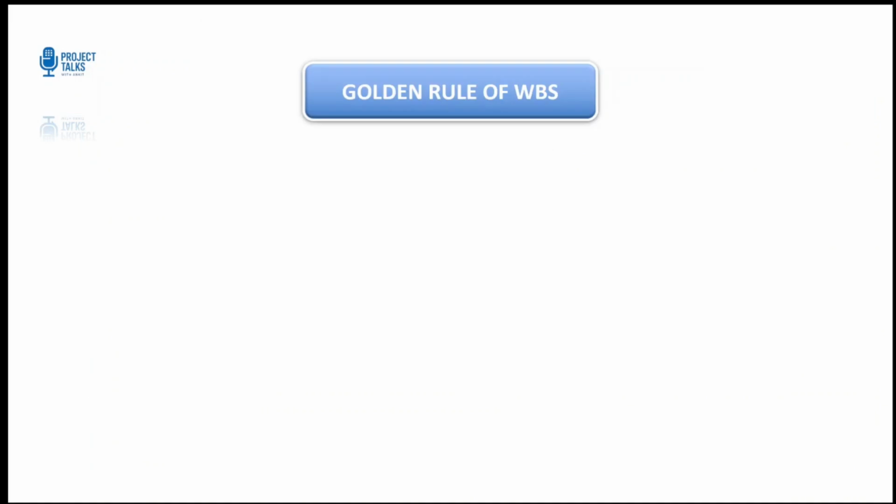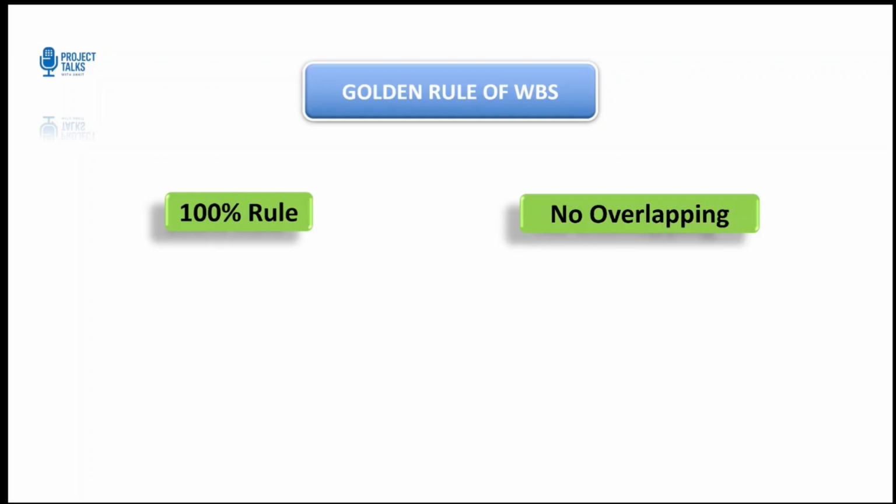All right. Now that you have seen how the WBS looks, let's talk about the golden rules that make it truly effective. Rule number one, the 100% rule. Every level of decomposition must represent 100% of the work in that level. Nothing less, nothing more. In simple terms, if it is not in WBS, it's not part of your project. The second is there should be no overlapping. Each work package should be unique with no duplication of effort between them. That's how you avoid confusion and double counting.